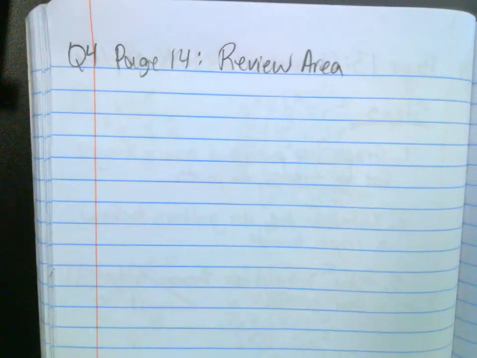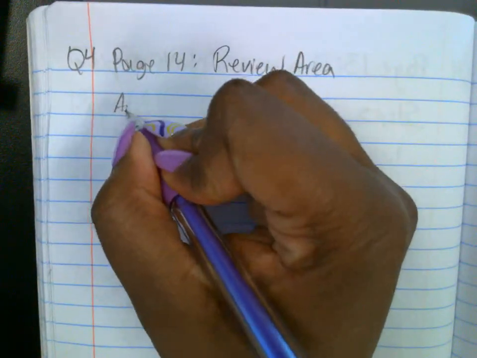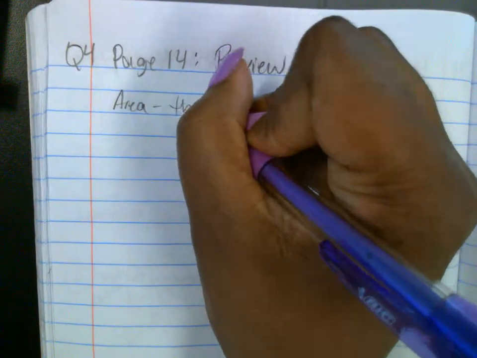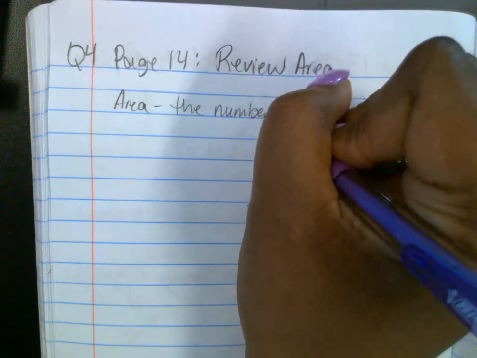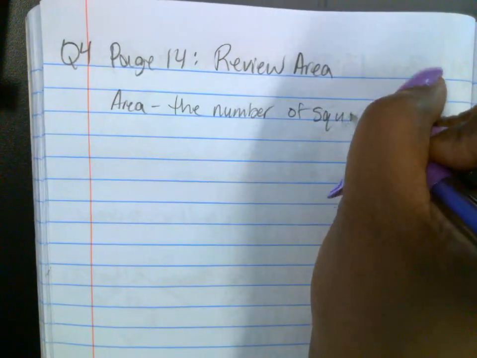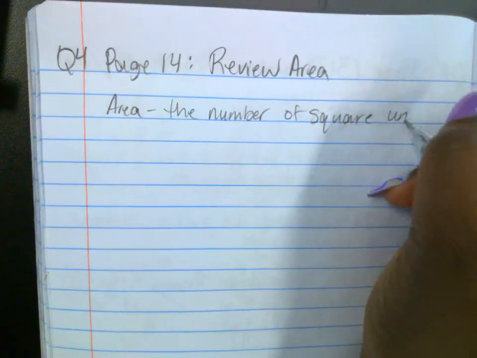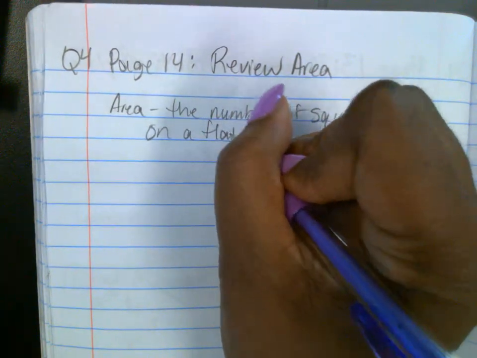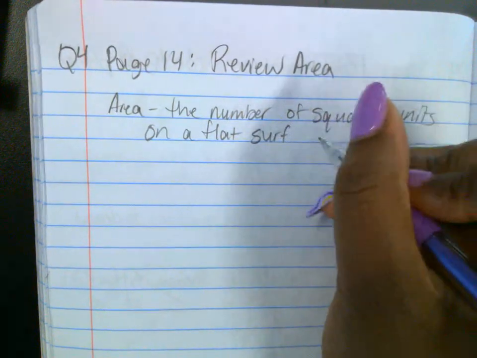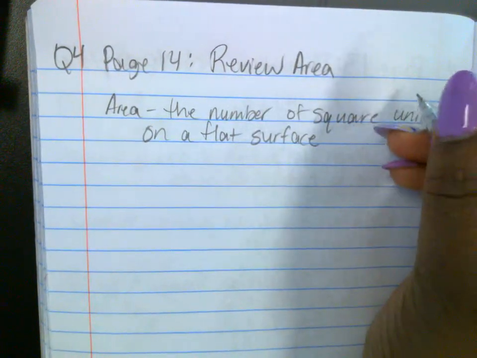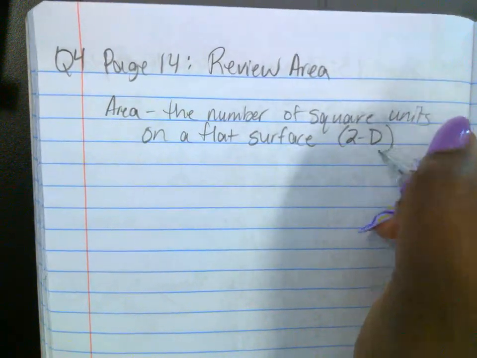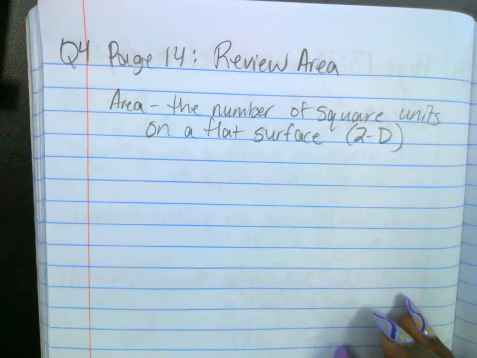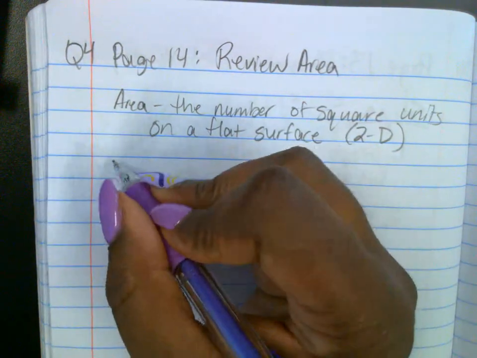All right. So do not forget that the definition for area, this is super important, is the number of square units on a flat surface. The number of squares or square units on a flat surface. It's two-dimensional. That's why it's inches squared, centimeters squared. Okay, it's 2D. Length, width, or the height and the base is two-dimensional.